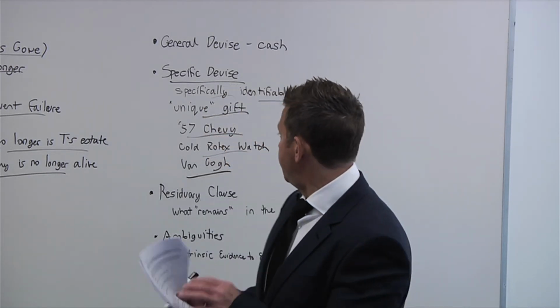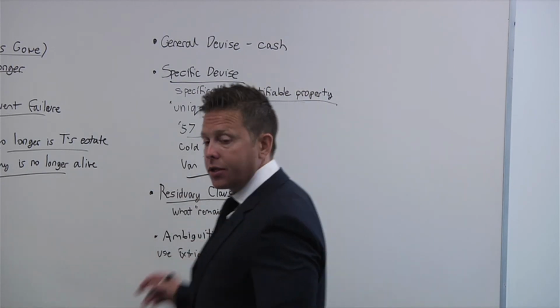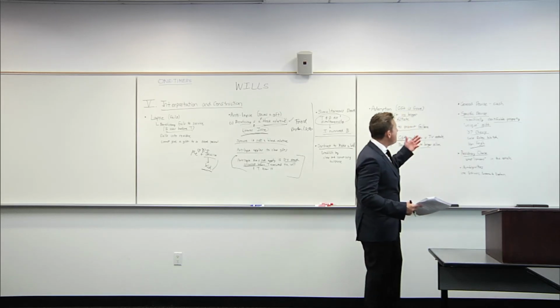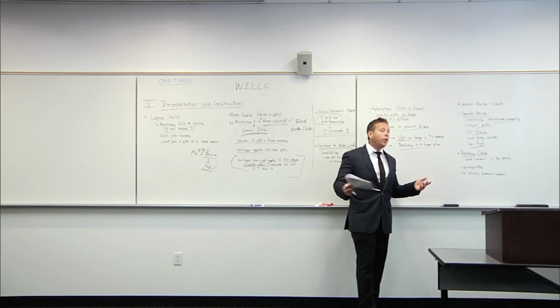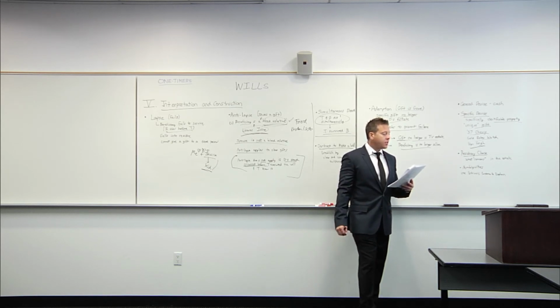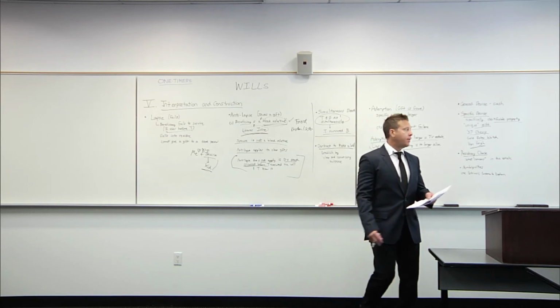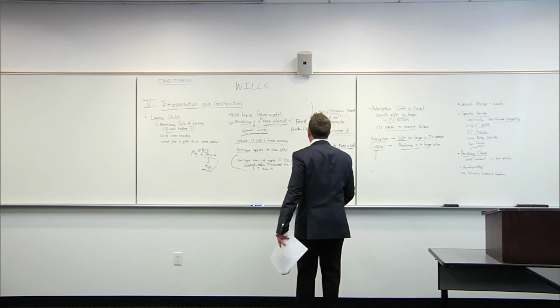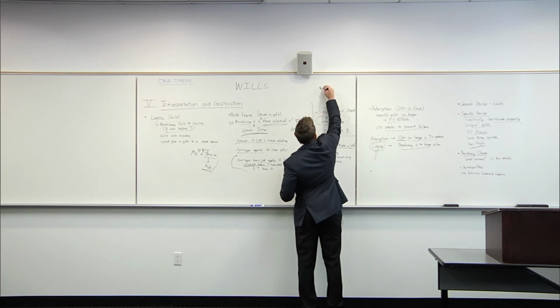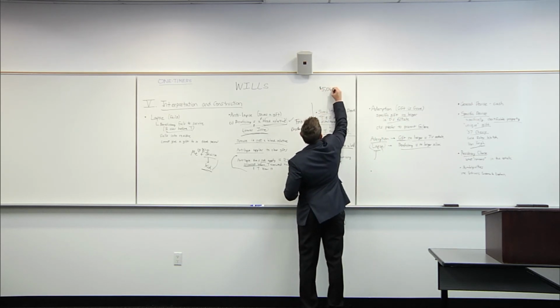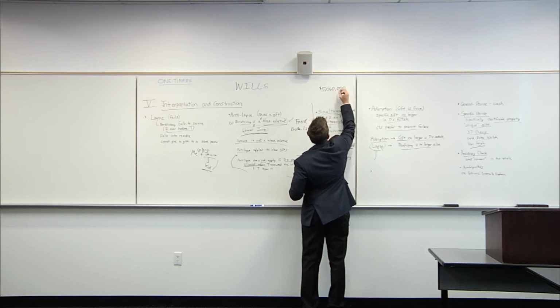And moving along. Residuary clause. A residuary clause is what remains in the estate after all the gifts are paid out. So it consists of all the property that's not disposed of by will. So let's just say that I die with a net worth. Let's just use my net worth right now. 5 million. There we go.